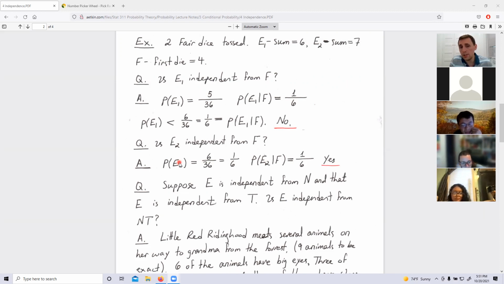So 6 over 36 can be simplified to 1 over 6, right? But don't right away simplify. 6 over 36 tells us something, okay? Something important that might prevent confusion later on. What's the probability of E2 given that the first die is a 4?